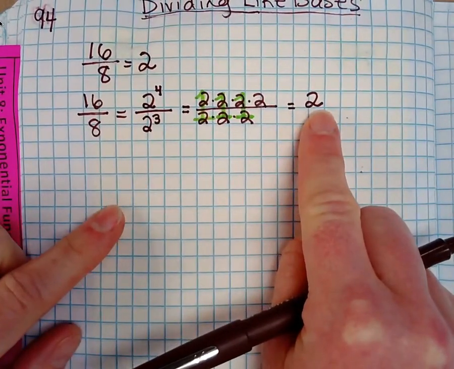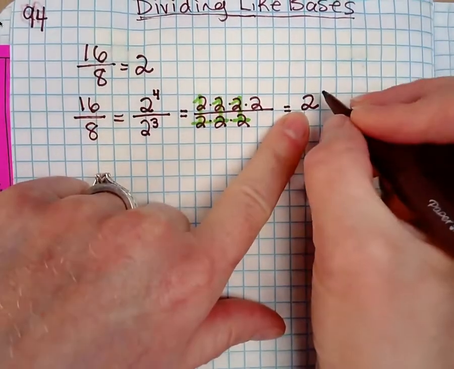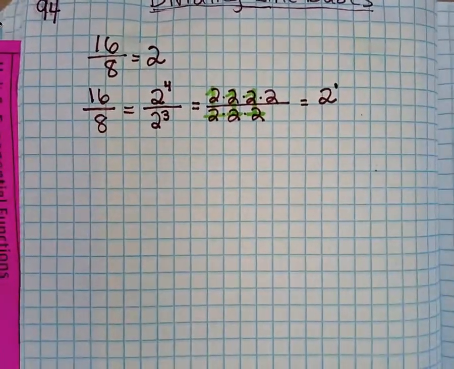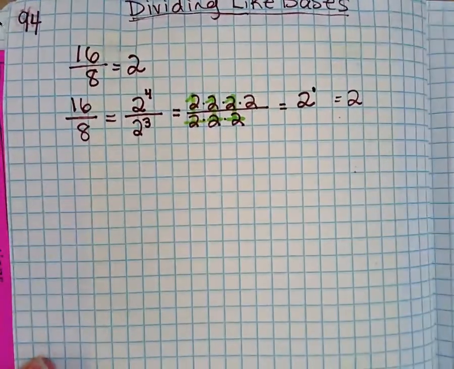What power would 2 be? To the first power, yeah. 1. Yeah, we can just keep it as 2. That one does nothing.